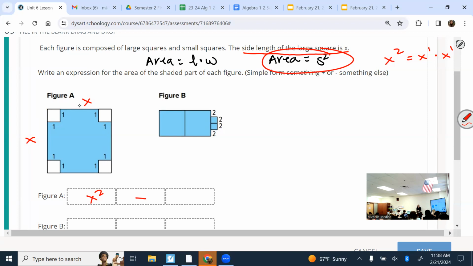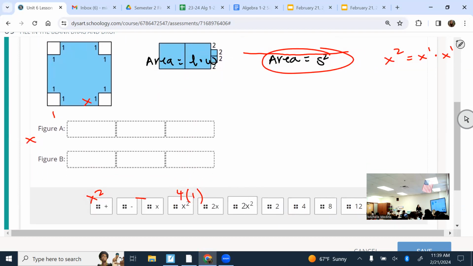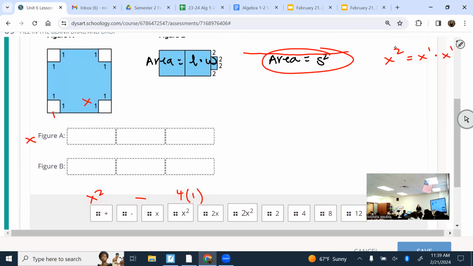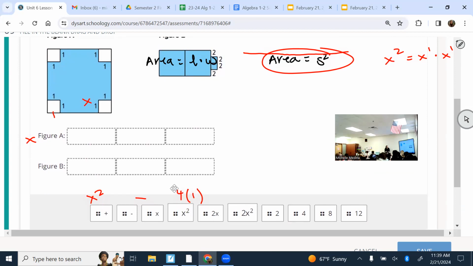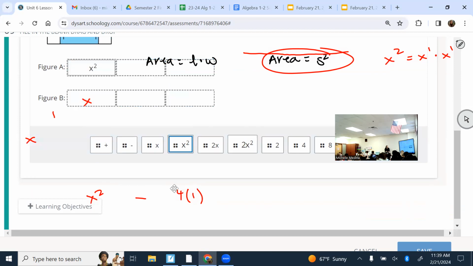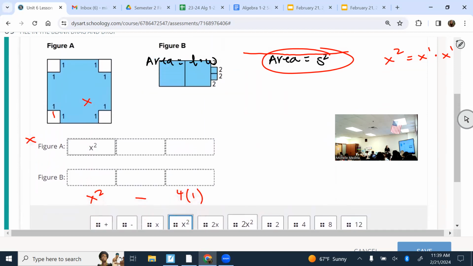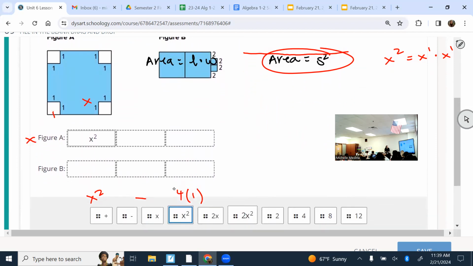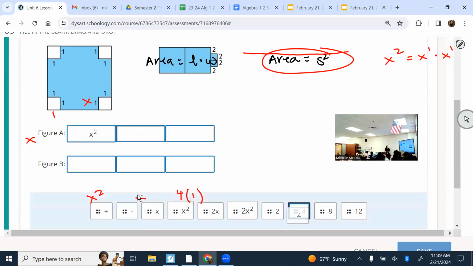What's the area of one of these little squares? 1, right? Because 1 squared is 1. And I have 4 of them, so 4 times 1, which is 4, and I'll simplify it, because I'm sure it doesn't have 4 times 1 in my answers. But that's basically what you're doing: you're making an expression based on what you're given. Use your critical thinking skills. If I have these non-shaded parts there, that subtracts from the shaded area. 4 times 1.